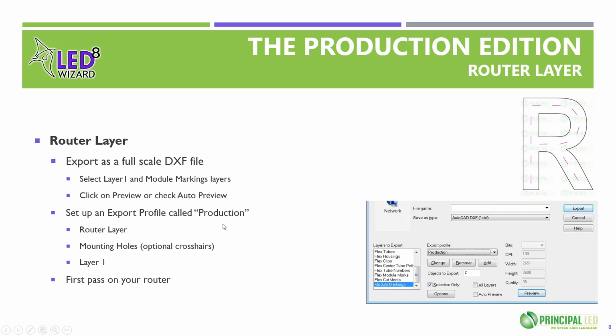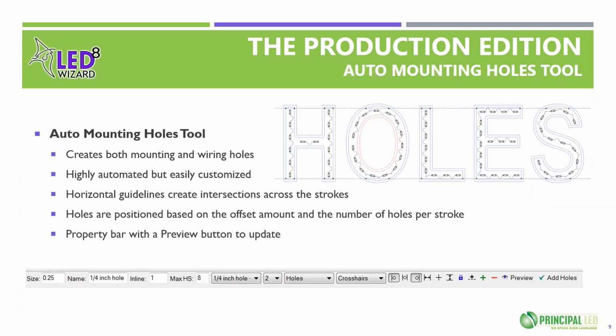But it's the module markings layer, and I've set up an export profile called production, and I'm going to use that for a couple of the examples today. It has the router layer, module markings, mounting holes that we'll talk about in a second, and layer 1. So in router vernacular, this might be your first pass, different Z depth, probably the first thing you do. Maybe secondly, you drill holes. Third, you route out the backs. That's the router layer as an intro, and I'll go through examples here in a minute.